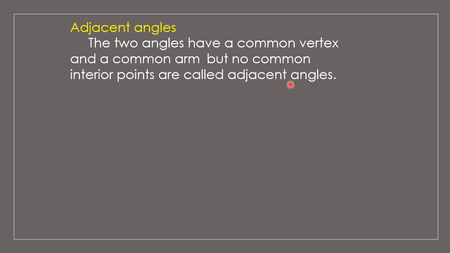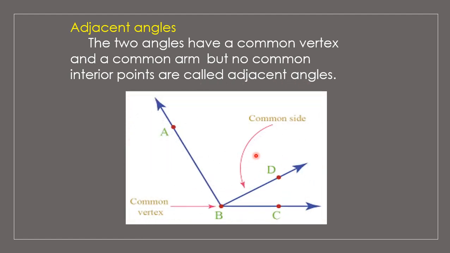These are called adjacent angles. So in this figure, this is the point B. From B, one ray starts, BA, and from the same point B, another ray starts, BC, and there is one ray BD, so we get two angles, angle ABD and angle CBD. Now these two angles are called adjacent angles because they share a common arm BD and a common vertex B.